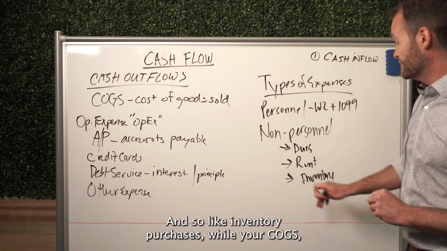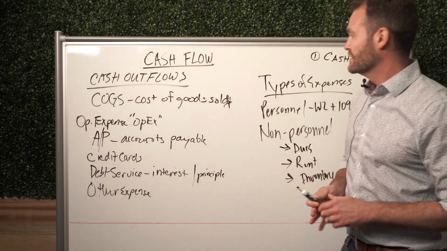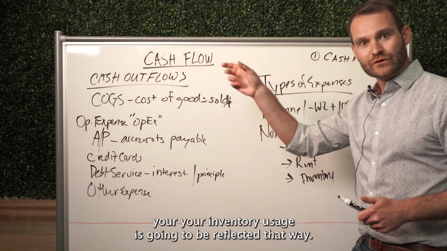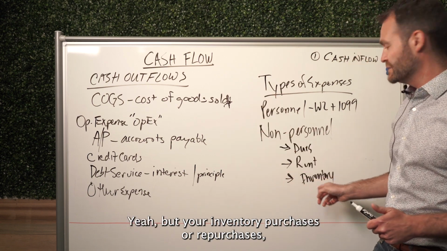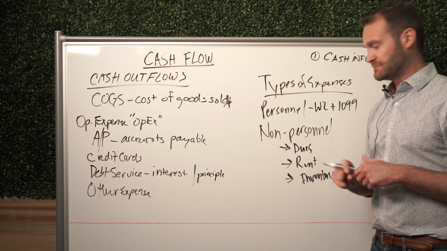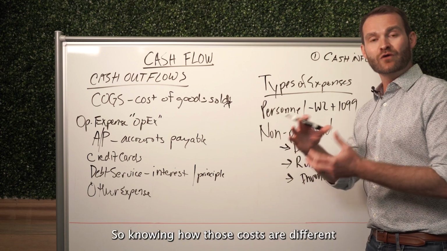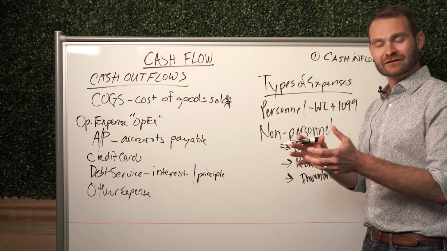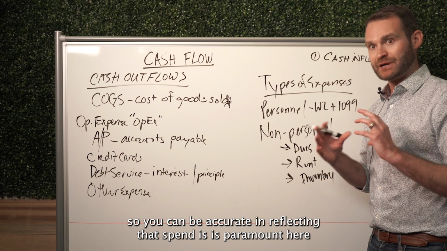And so inventory purchases, while your COGS, hey, whatever you sold, your inventory usage is going to be reflected that way. But your inventory purchases or repurchases, those costs will flow much, much differently. So knowing how those costs are different, so you can be accurate in reflecting that spend, is paramount here.